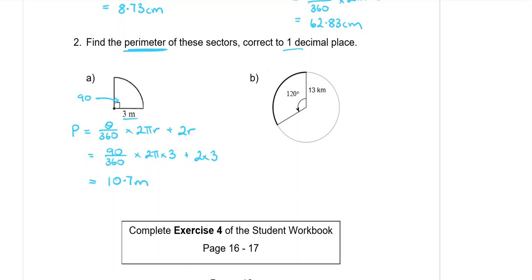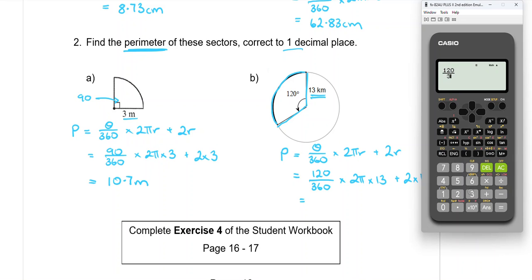Let's do that again. For part B, we're finding the dark line here for the perimeter, and we'll close it in with these two, the two radius there. So the formula is theta over 360 times 2 pi r plus the 2r. The angle is 120 over 360 times by 2 pi times 13 is my radius, and then plus 2 lots of 13. Typing it in. For one decimal place, we get 53.2.